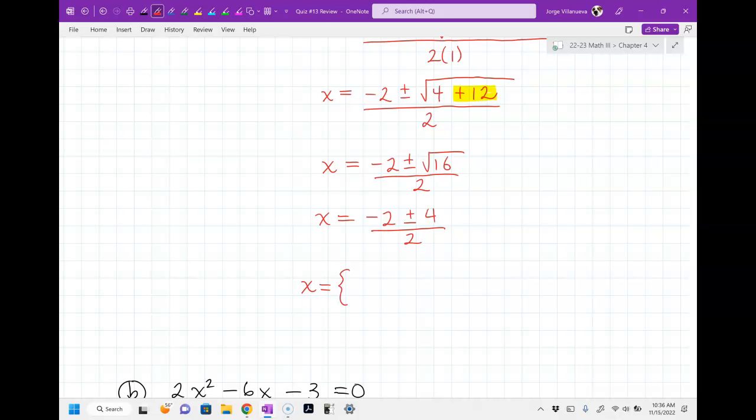So here we go. -2 plus 4, what is that? 2. 2 divided by 2 is 1, right? Now let's do the minus part. -2 minus 4 is -6. Divide that by 2, that's -3. All right, and there we go. We're done. Okay? So those are easier because the numbers work out nicely.